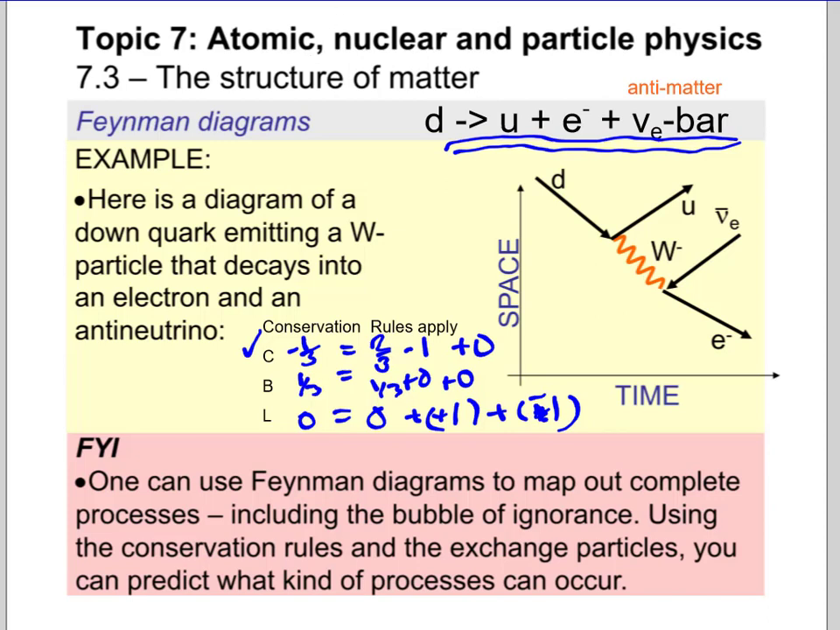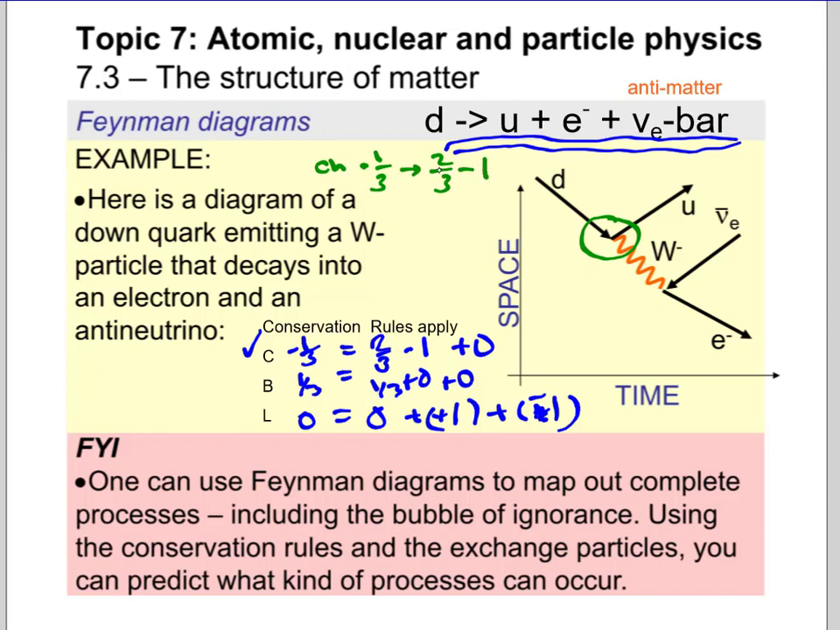Okay, I'm going to just change to green for a minute. Now, if we just investigate this guy, and this is the piece that isn't explained very well in many books, if we just look at it from a charge perspective, a down quark has a charge of negative 1/3. Then it turns into an up quark, which is 2/3, and a W negative boson, which has a charge of negative 1.